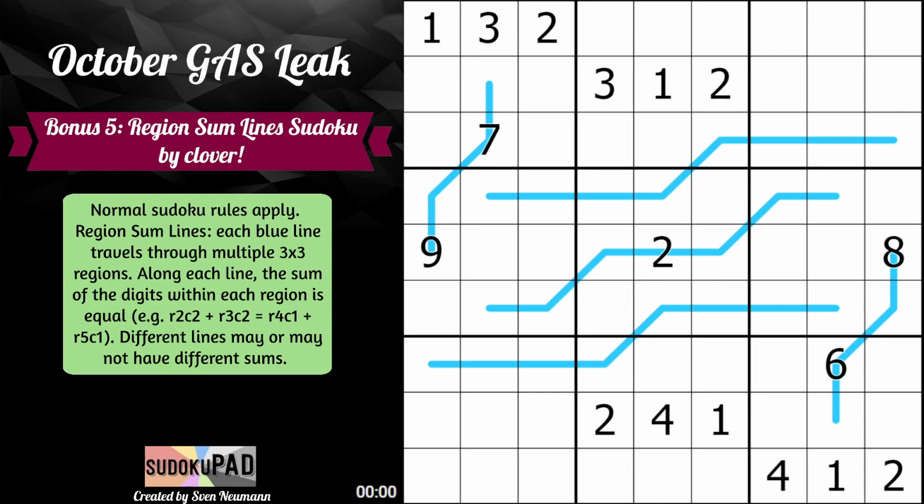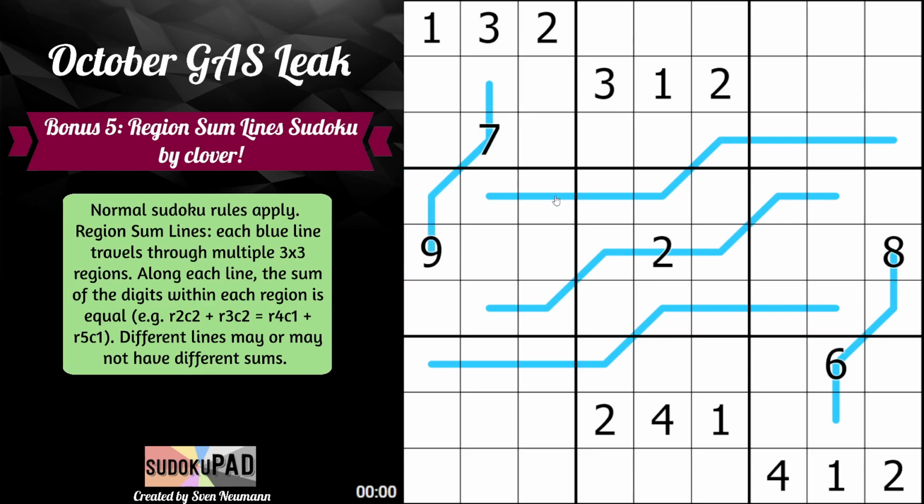Each blue line travels through multiple 3 by 3 regions. Along each line, the sum of the digits within each region is equal. And Clover gives us an example. She says that, for example, row 2, column 2, and row 3, column 2, when summed together, are equivalent to row 4, column 1, and row 5, column 1 summed together.